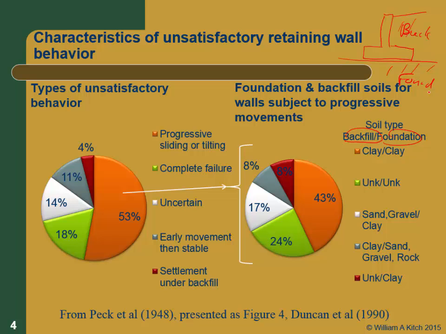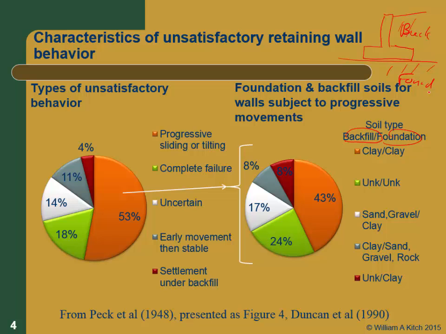So where are most of the failures coming from? Yeah. Walls that are built on clay foundation and have clay backfill. Okay, and the second biggest problem is ones where he couldn't tell from the data he had what they were. So let's just put those in the clay group. And we're now up to almost 70% of the problems, right? Either whether the material was unknown or undocumented, or you're building on clay and you've got a clay wall behind it. So that should tell you something right away.